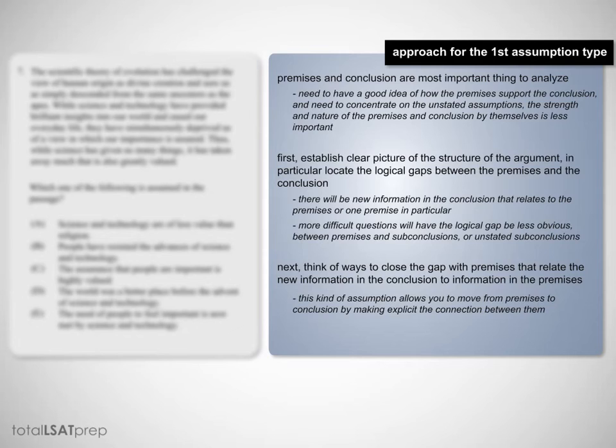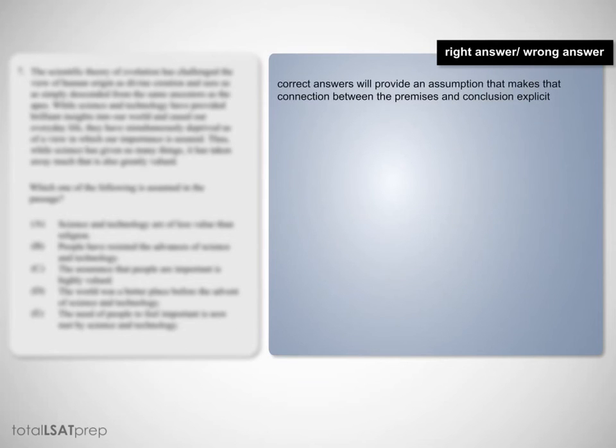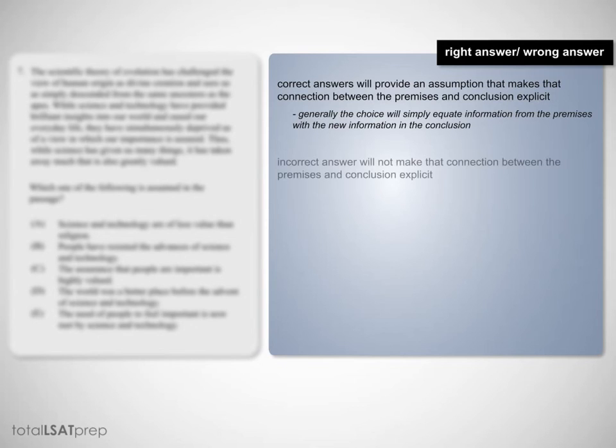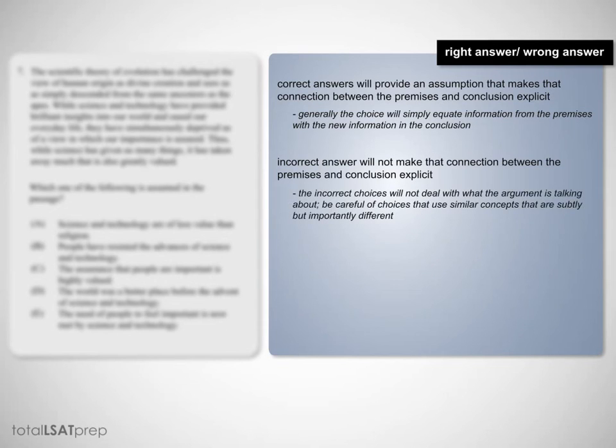In this case, for the right answer and wrong answer, the correct answers will provide an assumption that makes the connection between the premises and the conclusion explicit. And generally, the choice will simply equate information from the premises with the new information in the conclusion. The incorrect answer will not make the connection between the premises and conclusion explicit. The incorrect choices will not deal with what the argument is talking about, and you need to be careful of choices that use similar concepts that are subtly but importantly different.